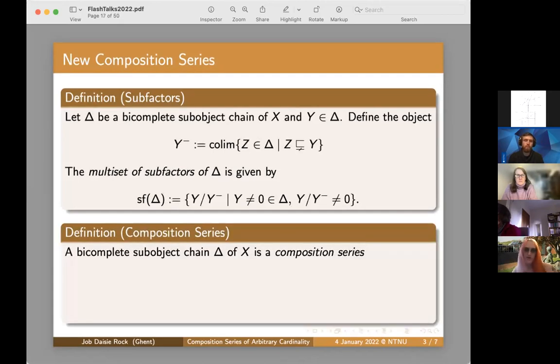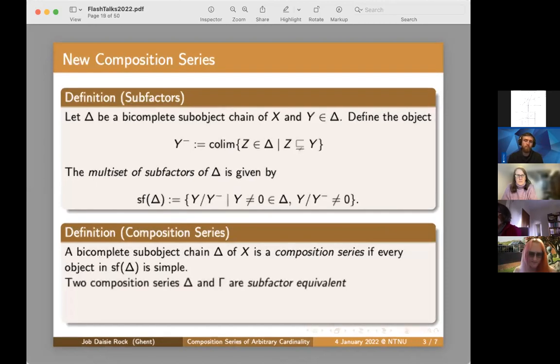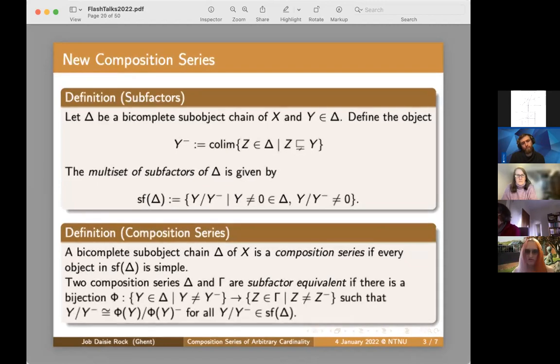And so we can talk about whatever a composition series should be, and it's a bi-complete sub-object chain where all the subfactors are simple objects. So this makes sense. And then you can talk about what it means to be subfactor equivalent. You have to be a little bit careful with this, though. Your subfactor equivalence needs to be a bijection on objects in your chain with a predecessor, which is a little bit stronger than we're used to, but it turns out this is required in order for this equivalence to actually mean anything.